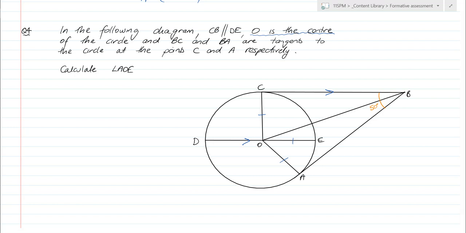BC and BA are tangents, which means that they're also equal in length. And points at points C and A respectively. So given that BC and BA are tangents at C and A, that's a right angle, and that's a right angle. That's given as well. Calculate AOE. So we need to calculate this angle here. So I'll call that X.